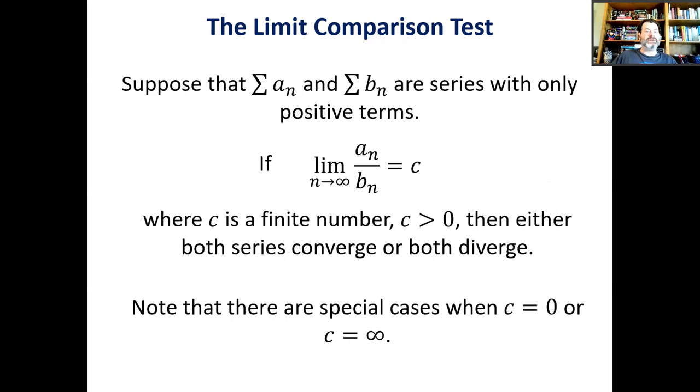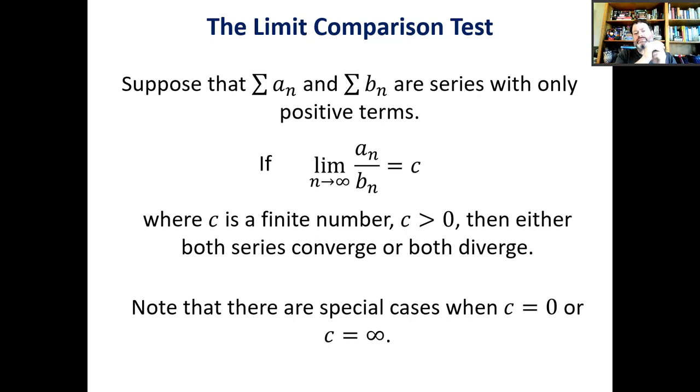So here's the limit comparison test. Again, our original series and comparison series must have positive terms. If the limit of the ratios of the individual terms, this is not the partial sums, these are the individual terms.